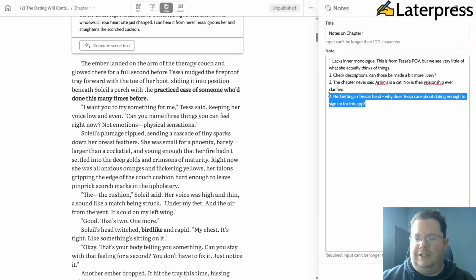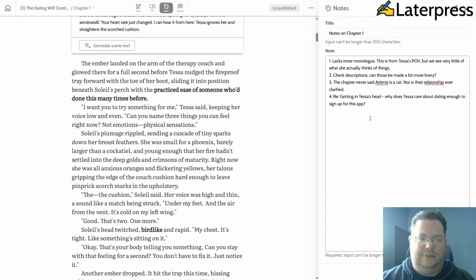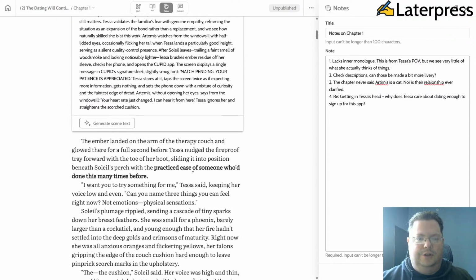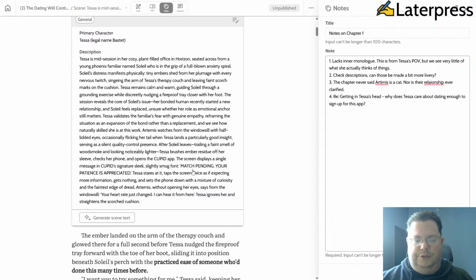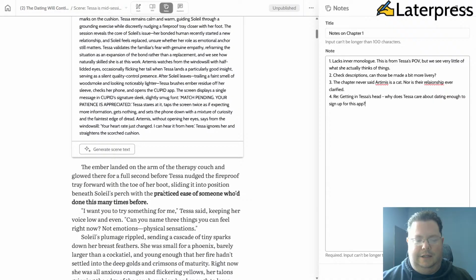I felt the chapter needs some sort of context to explain why she wants the app. And so now with that kind of established, we're going to start from the top and work our way through the chapter again, really kind of rewriting and looking to revise things as we go.